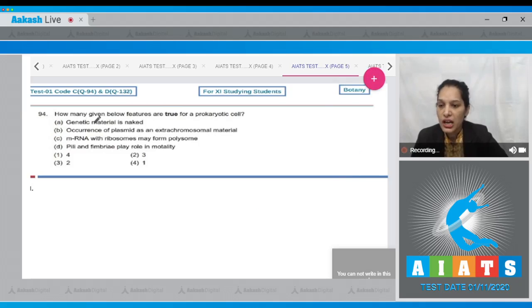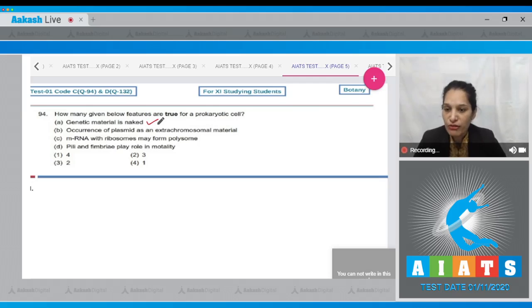Question number 94. How many given below features are true for a prokaryotic cell? A. Genetic material is naked. It is true that the genetic material, that is DNA, is naked. It is not surrounded by any nuclear membrane as true nucleus is absent and nucleoid is present.